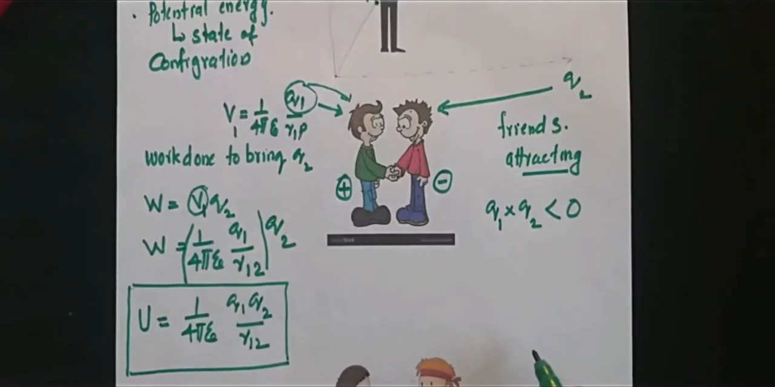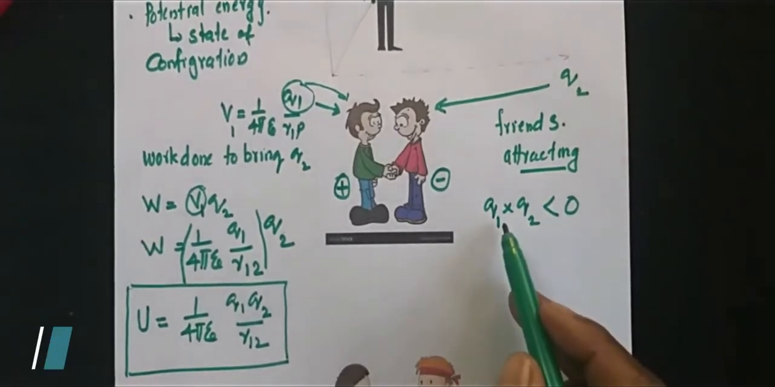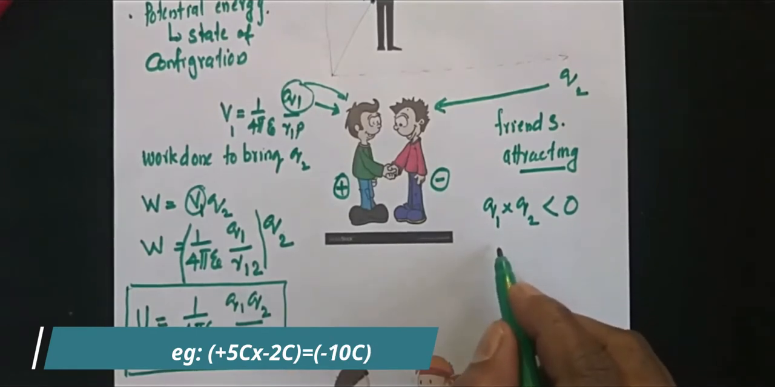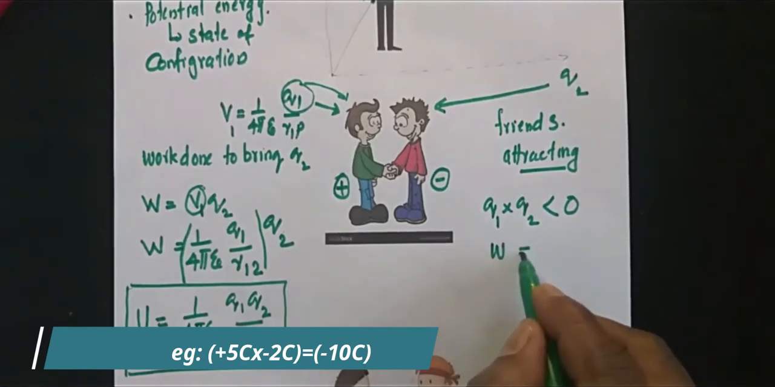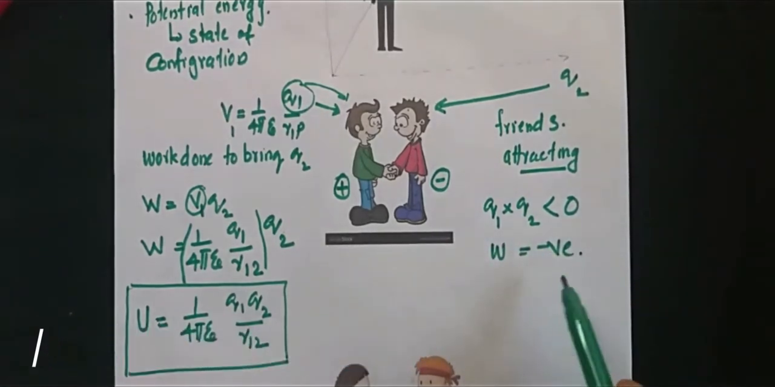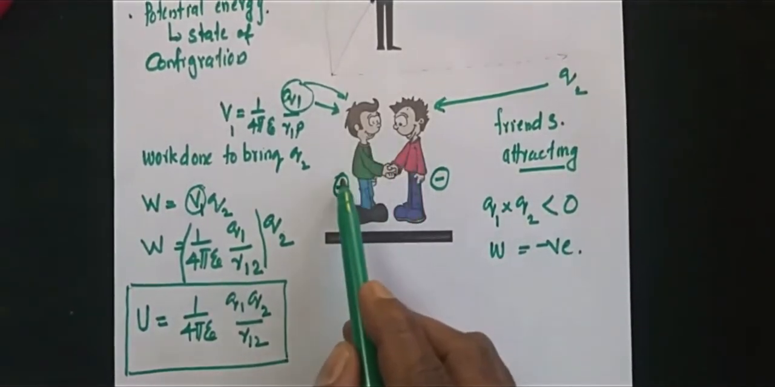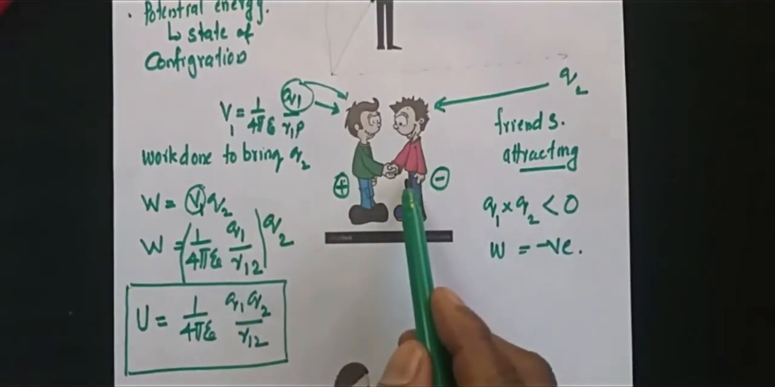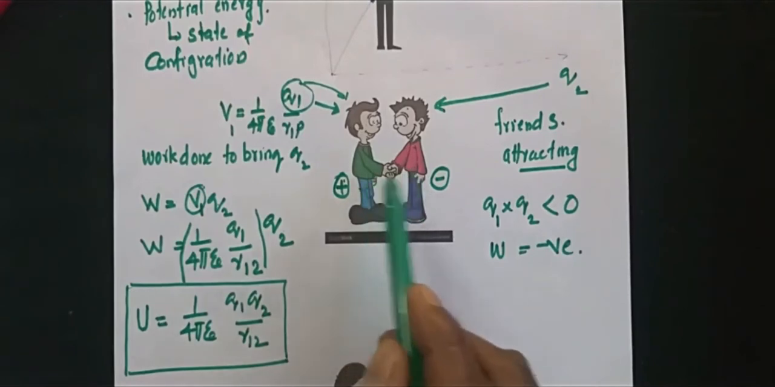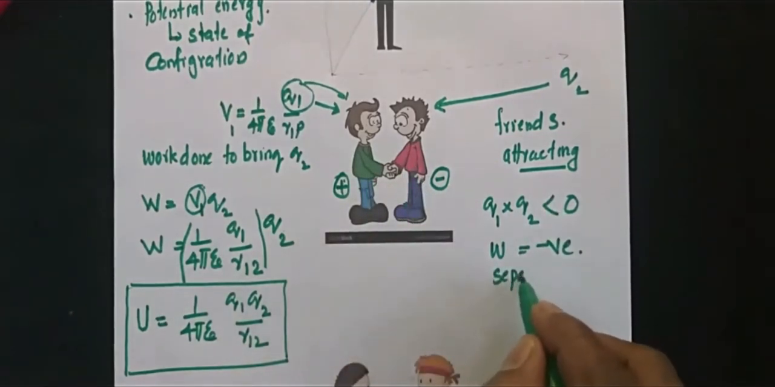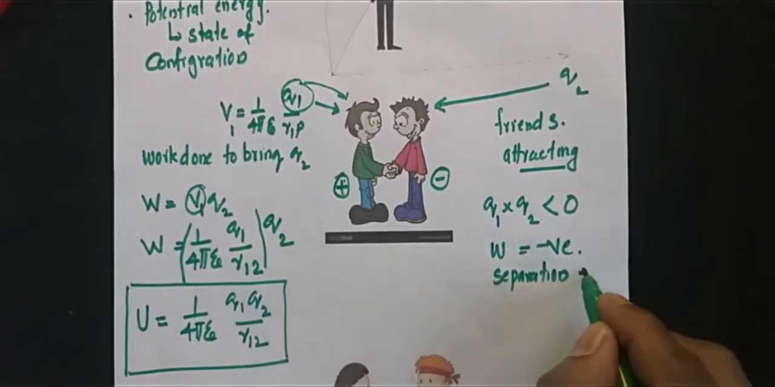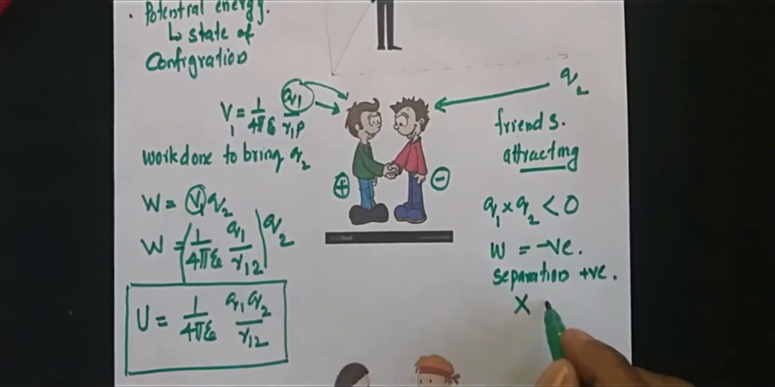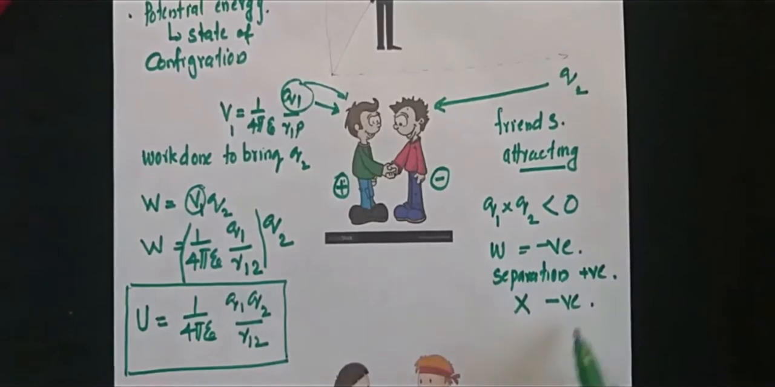Since one charge will be negative in nature, definitely my equation will be negative in nature. So W is equal to minus. I will explain why this minus, the importance of the minus, comes here. As I told you, both of you are friends, so definitely you will be attracting. So I need to give an opposite force to separate you. So the potential energy is negative in nature.